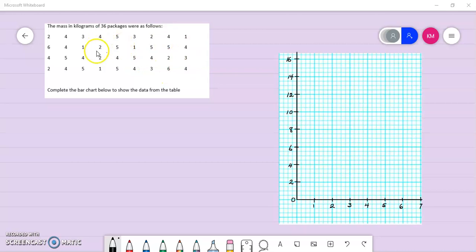Firstly, we need to arrange this data that they have given to us in a frequency table. So this data here represents mass. So my first heading is going to be mass, and that is going to be in kilograms. My second heading is going to be frequency.